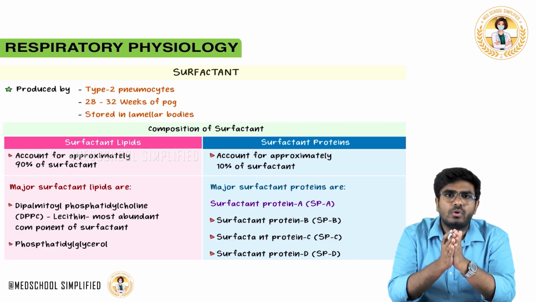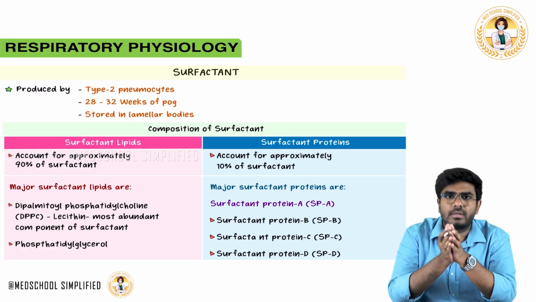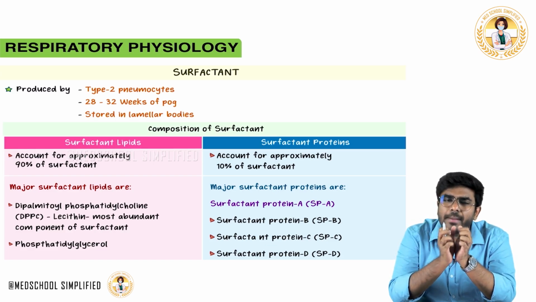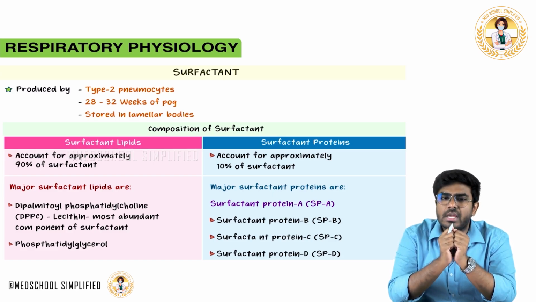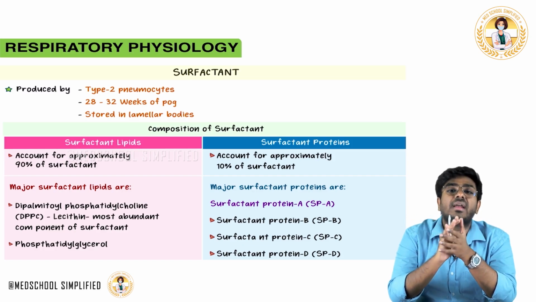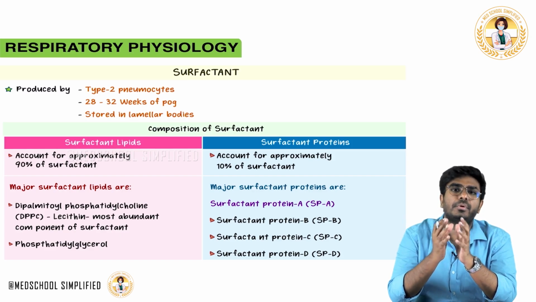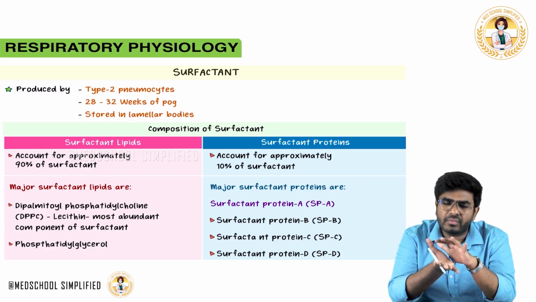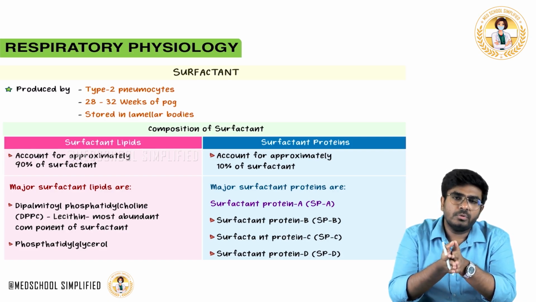Now, we all know that during intrauterine life the lungs are immature. The lungs are in a collapsed state, not functioning, not matured. If you want maturation of the lungs, then surfactant needs to be produced. And from when onward is surfactant produced? Surfactant starts to be produced by 28 weeks of gestation.